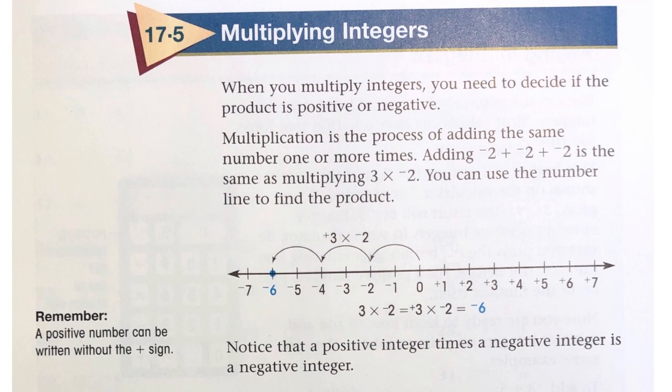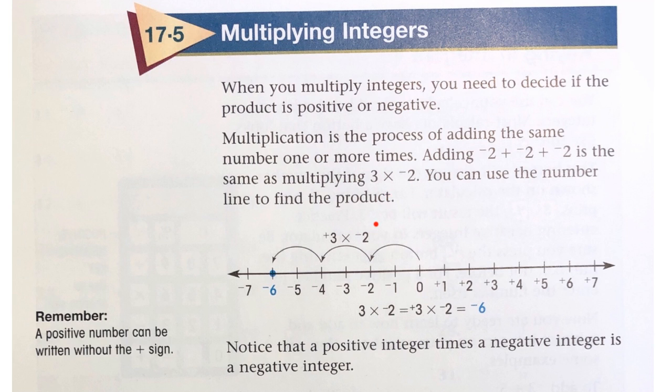Basic Math, Chapter 17, Section 5, Multiplying Integers. When you multiply integers, you need to decide if the product is positive or negative. A multiplication is the process of adding the same number one or more times. Adding -2 plus -2 plus -2 is the same thing as saying 3 times -2. You can use the number line to find the product.